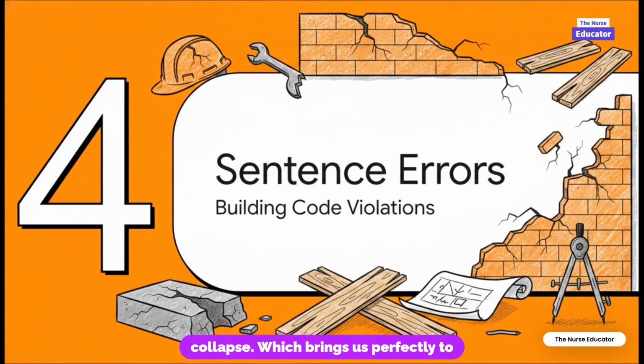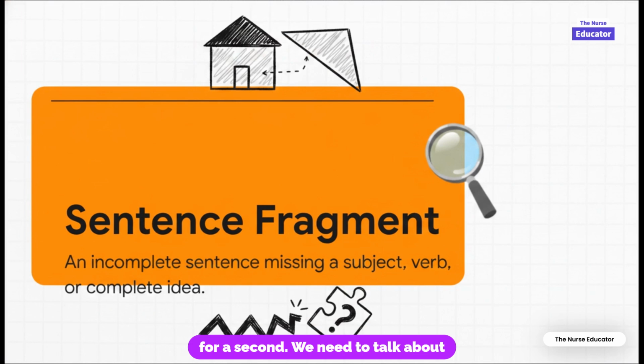Which brings us perfectly to our 4th section, common sentence building errors. Let's shift gears here for a second. We need to talk about building code violations. These are the structural failures that ruin good writing and derail professional emails. The first major violation is the sentence fragment. Basically, this is an incomplete sentence, missing a subject, a verb, or a complete idea.